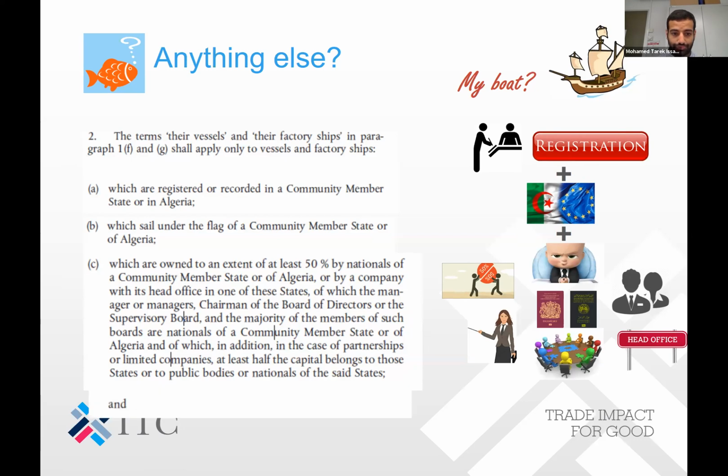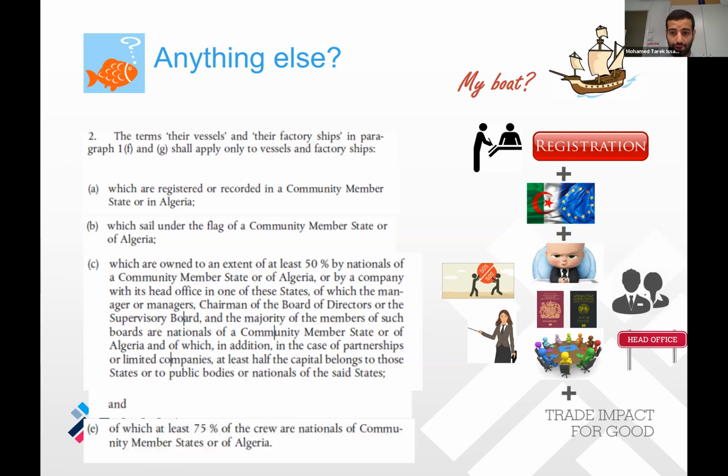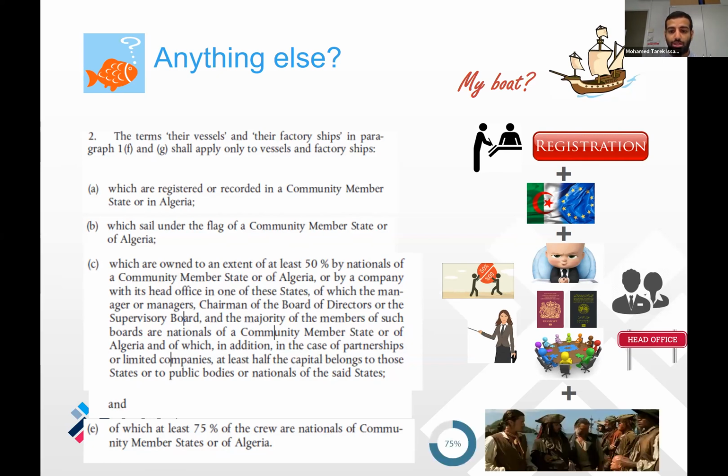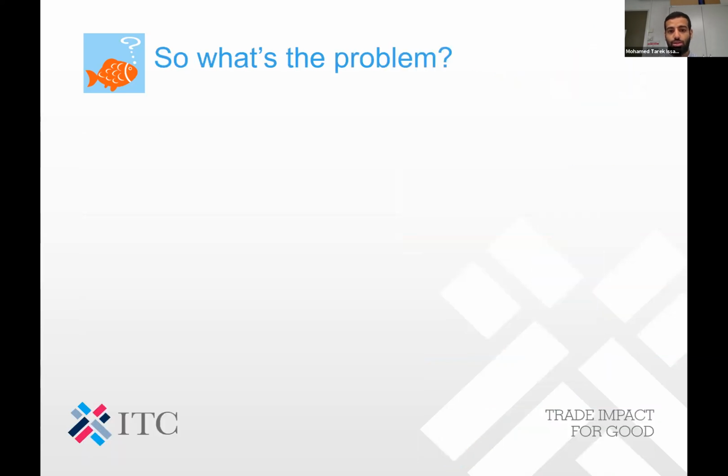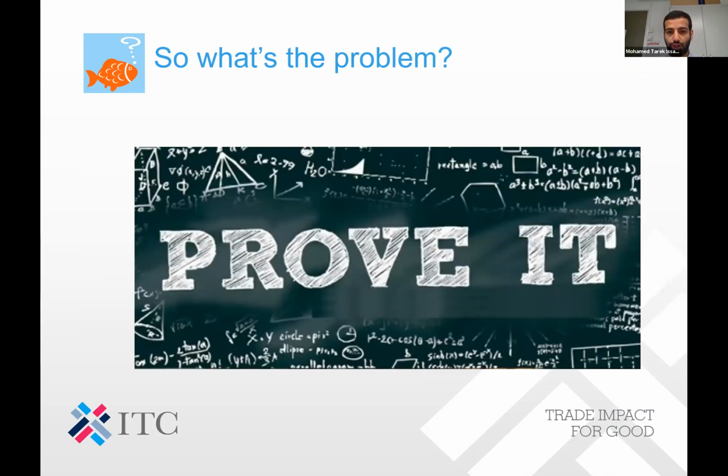And what else? We need to make sure that 75% of the crew of this ship is from Algeria or the EU to say that this is originating from the EU or Algeria. So it's not as easy as we thought, because we have a lot of things, and what could be problematic is: show me how you can prove this, how you can comply with that.